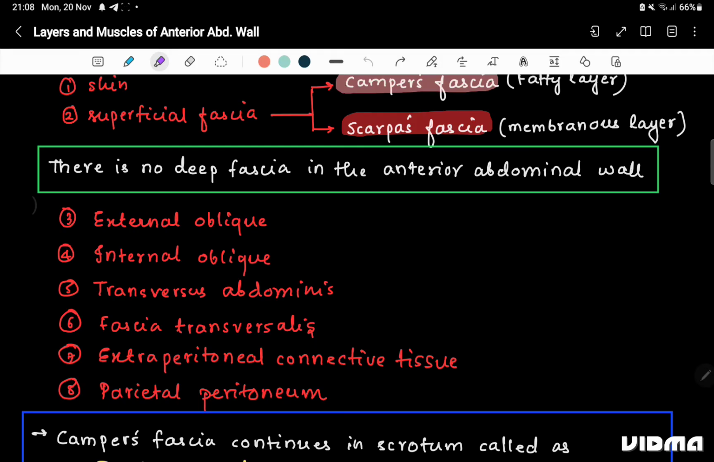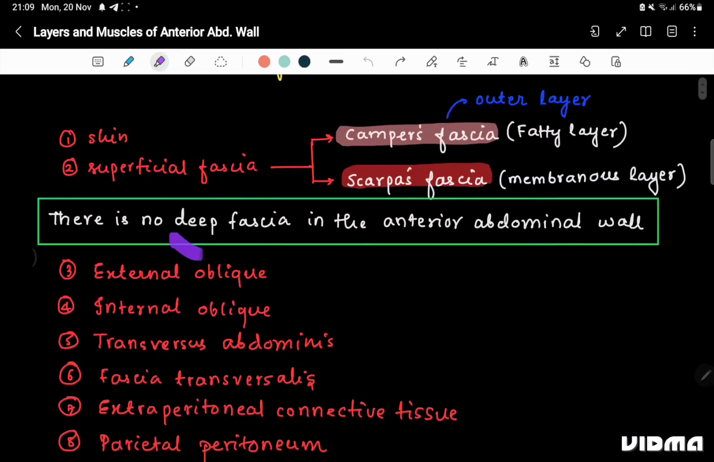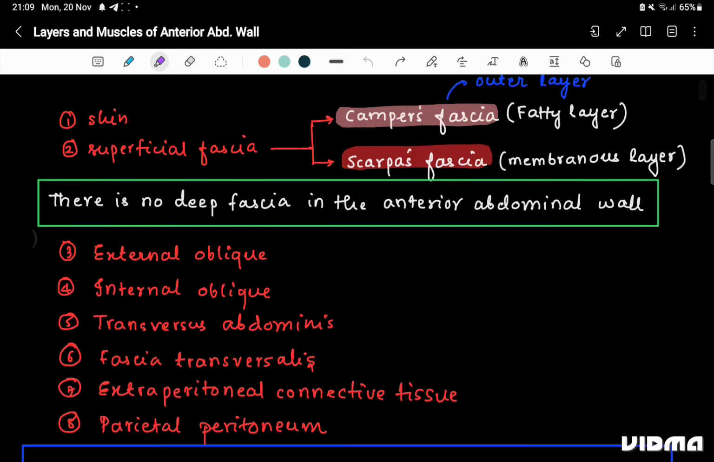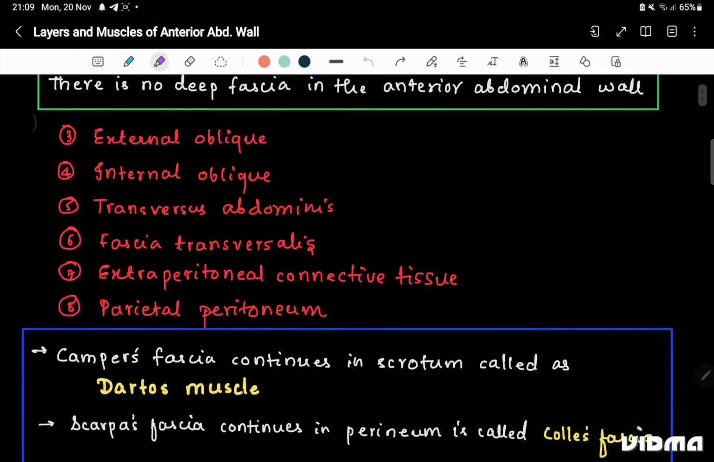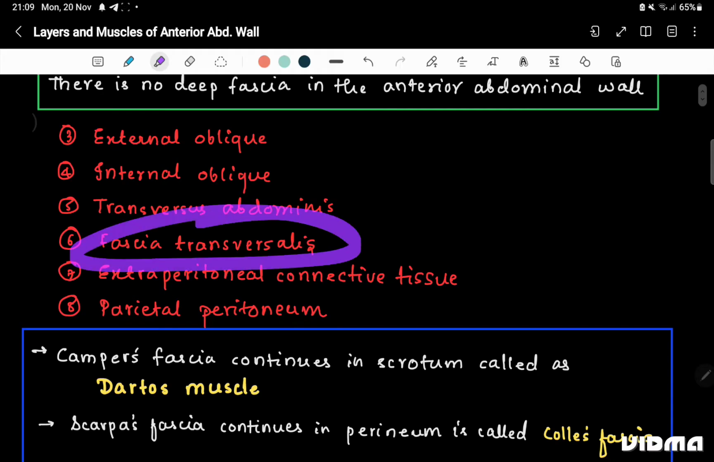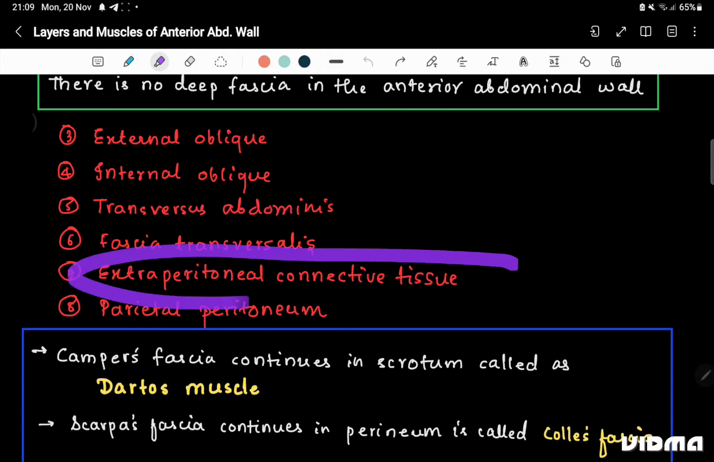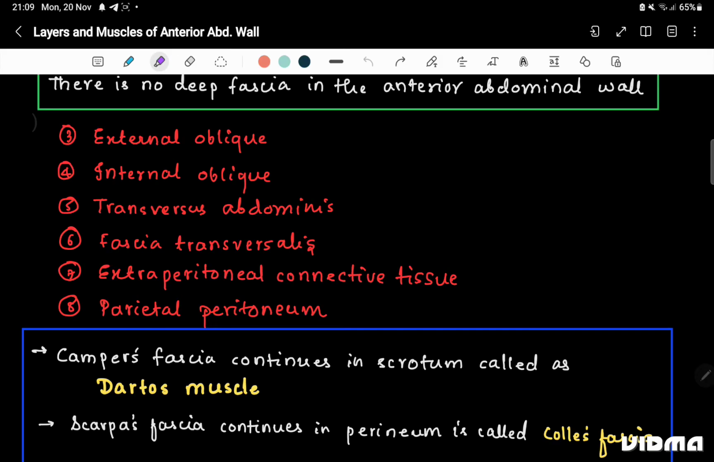In which other region is there no deep fascia present? In your face there is no deep fascia present, but the exception is that you have a deep fascia in the parotid gland. Then we have the external oblique muscle, internal oblique muscle, transversus abdominis muscle, fascia transversalis below the transversus abdominis, extraperitoneal connective tissue and the parietal peritoneum.